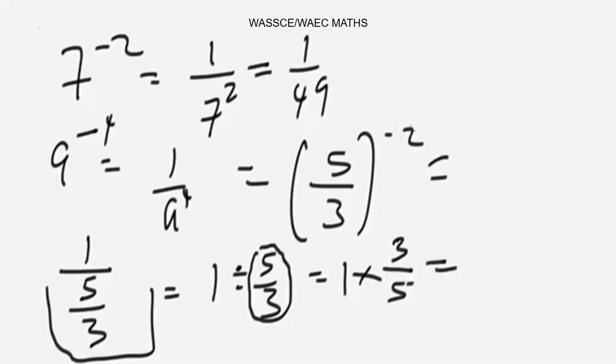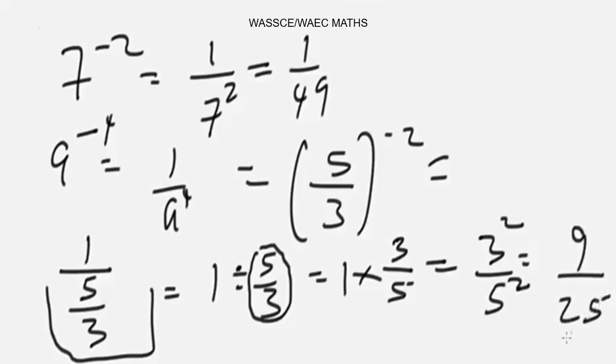Remember, we have not put this power 2 to it. Alright, so when you do this, you're going to now have 3 over 5. Now, this power, which is 2, you then add it. So when you simplify this further, you're going to have 3 squared is 9, and 5 squared is 25. That will be the answer to this question.